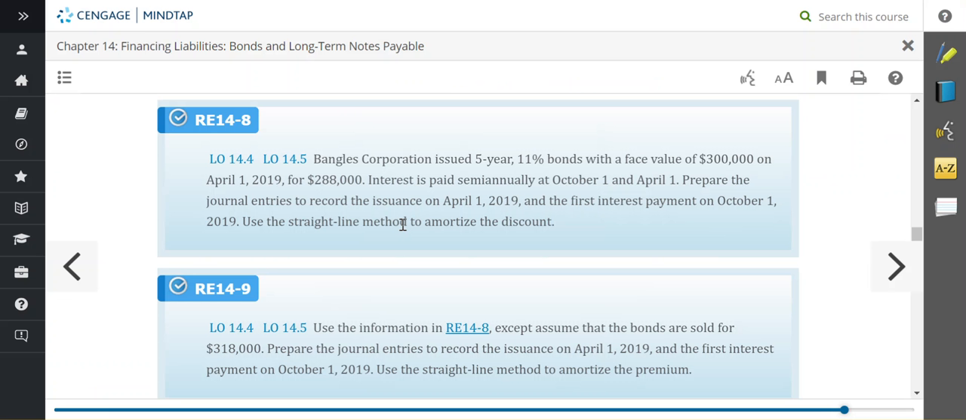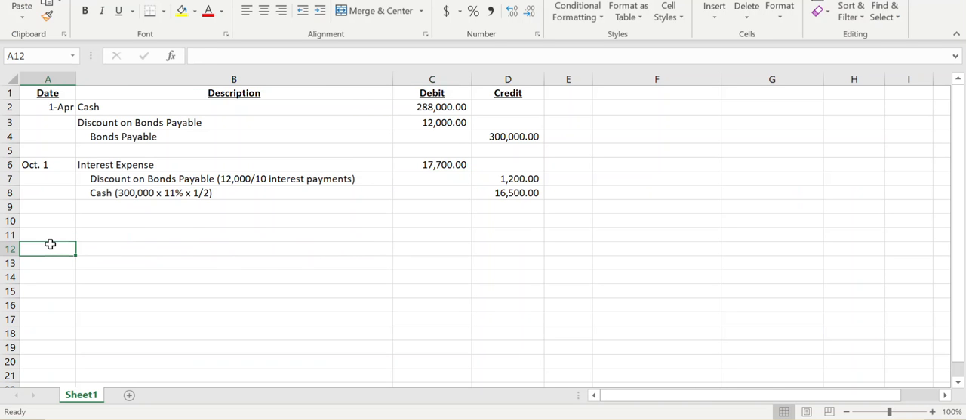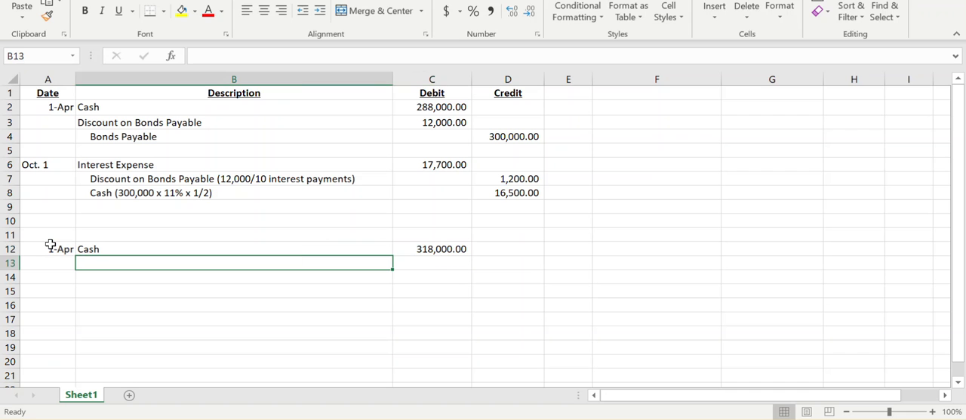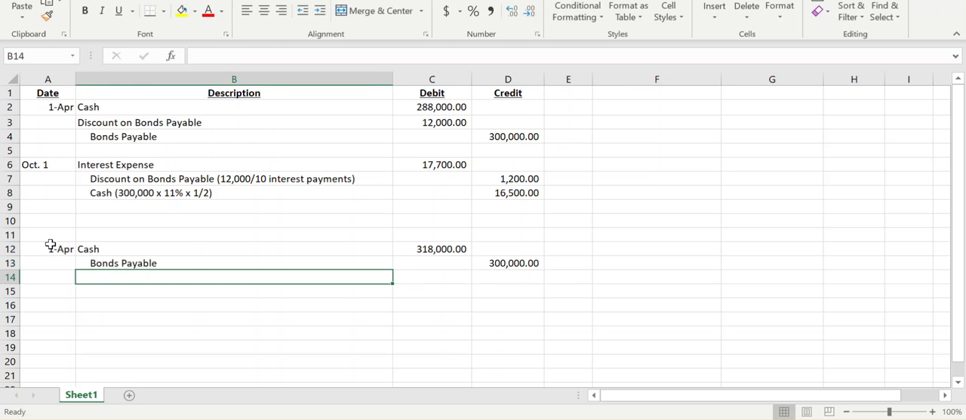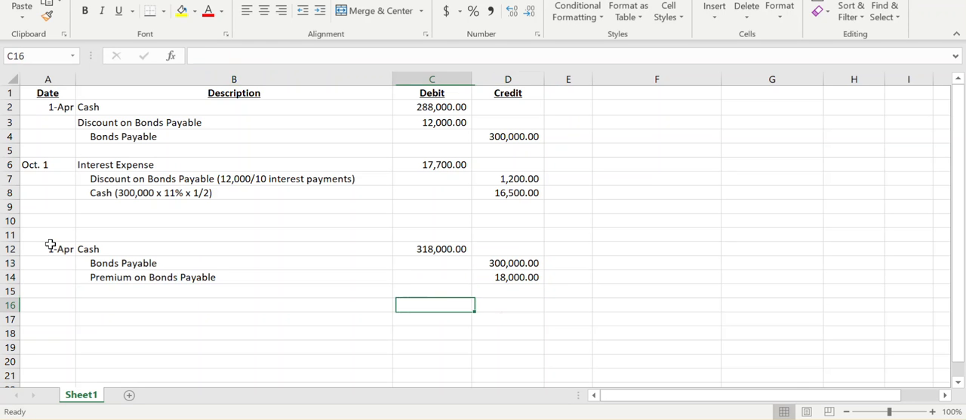In review exercise 14-9, it says reuse the same information as above, except that the bonds are now sold for $318,000 rather than $288,000. And again, they use the straight line method, but now we actually have a premium. So on April 1st, again, we're getting cash. In this case, we're getting $318,000 in cash. We know our bonds payable can only go on our books for our face value of $300,000, which means in this case we have a premium on our bonds payable for the difference of $18,000.